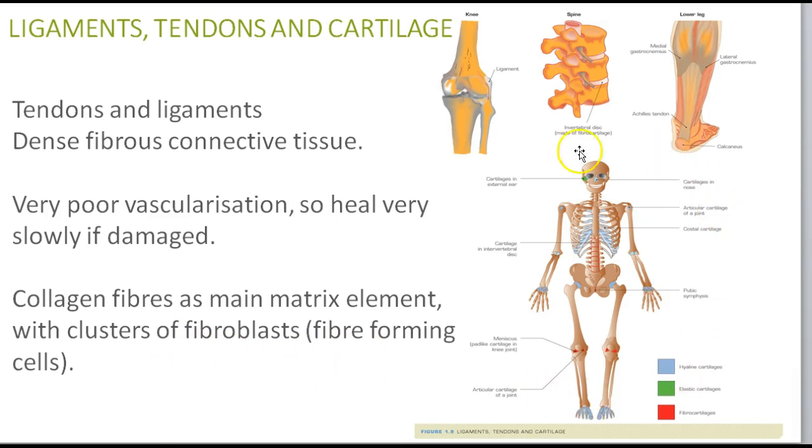Now, if we look here, we've got a knee joint, and you can see the ligament there, which is attached onto the... this is the knee joint. So we've got the tibia and the fibula here. We've got the spine, and you can see the intervertebral discs, and that's made from fibrocartilage.